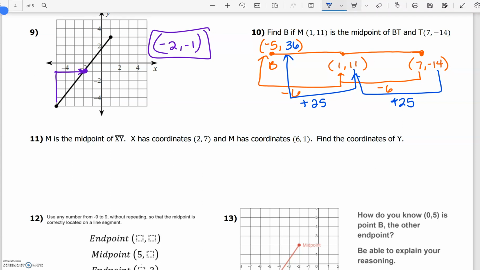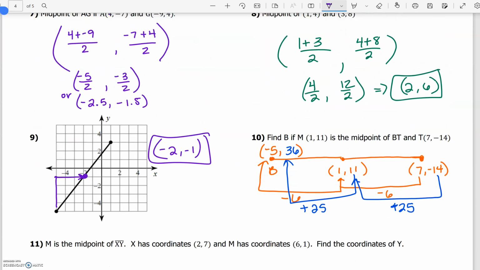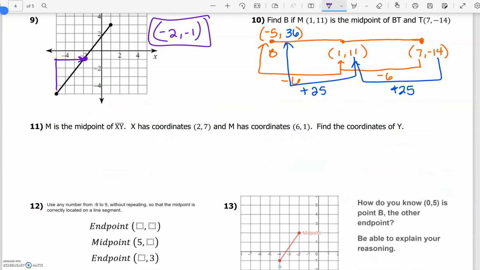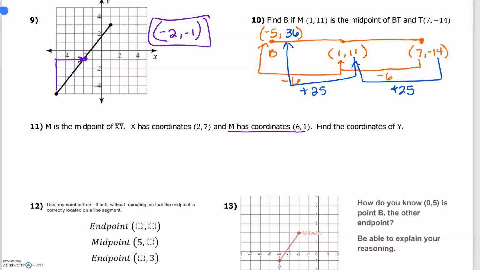Next one. So it's super important to make sure we're paying attention to, if they already give us the midpoint, we're not going to use the midpoint formula to find the midpoint. We already have it. So on this next one, M is the midpoint, so we already have the midpoint. We're not using our formula. We're kind of using this problem solving to figure out what the other end is.